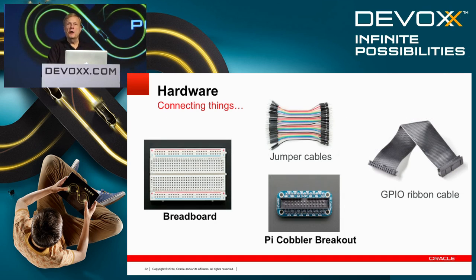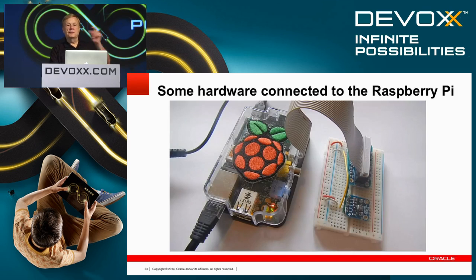So here is some of the hardware we're going to use. We've got a breadboard on your left. We've got some jumper cables that plug into the breadboard. And then we've got this breakout. Now there are 26 pins on that breakout. That plugs into the Raspberry Pi 26-pin header and then goes over to the breadboard. And you'll see that in a second. The ribbon cable is what connects the two.